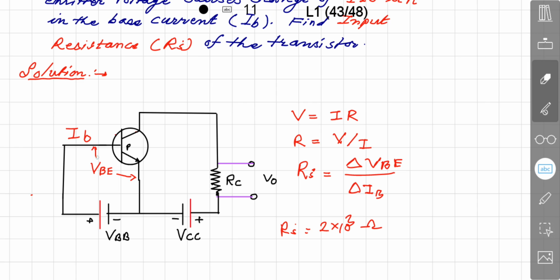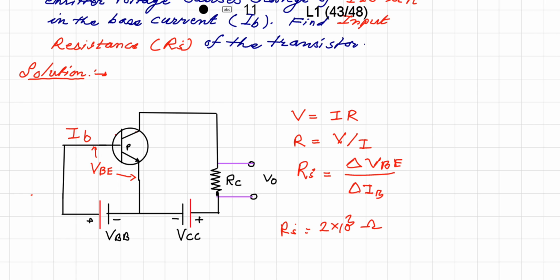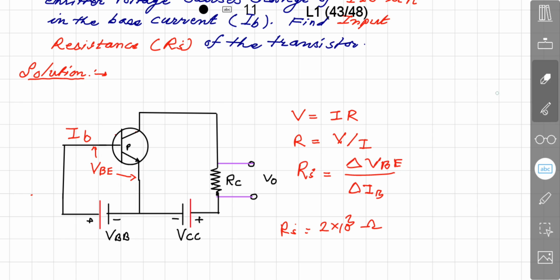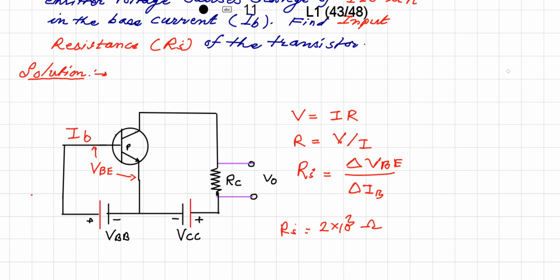that here it is. This is a base, this is emitter, and this is collector. So here it is. This is base, emitter, and collector, and the problem is that we have to find out the input resistance Ri. So this is input side, in which this is a battery. Here it is, base current IB is flowing and voltage across base emitter junction is VBE.